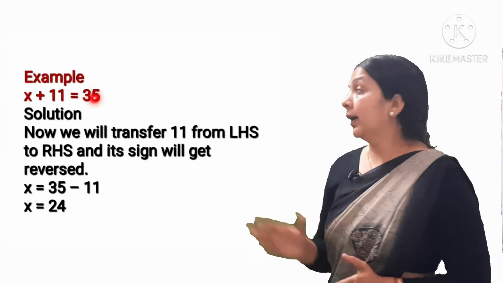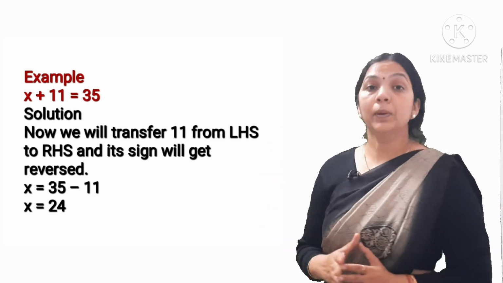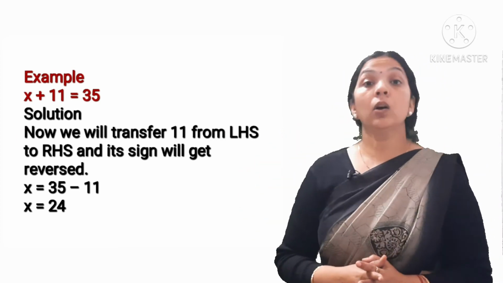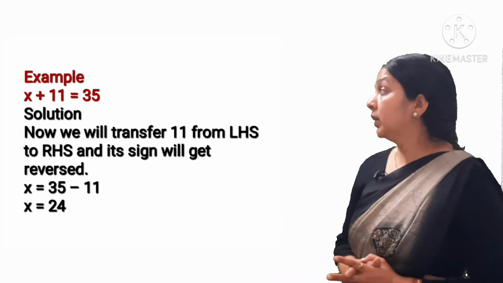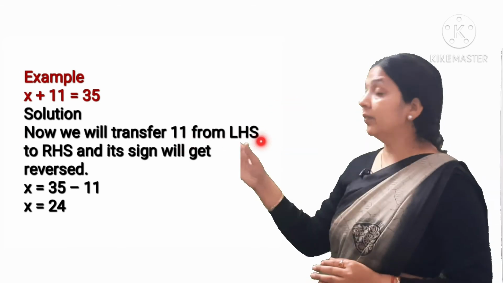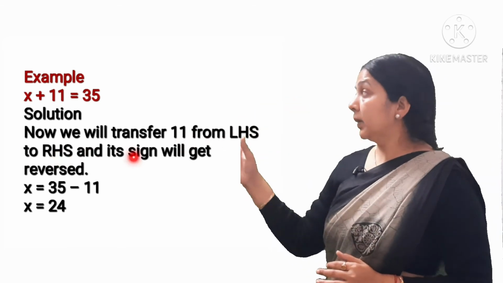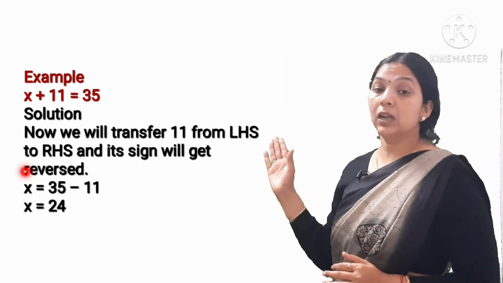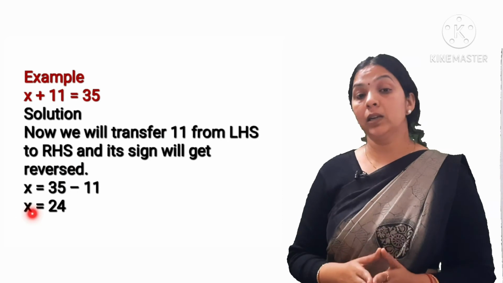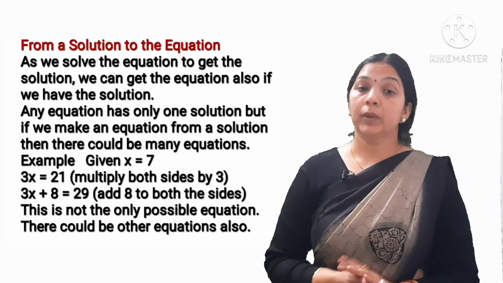For example, x plus 11 is equal to 35. Now, we had done this example previously by subtracting 11 from both hand sides. Now, how are we going to do it with the help of transporting method? In this, we will shift 11 from LHS to RHS. So, plus 11 will become minus 11 when it comes towards the RHS. So x will be 35 minus 11, that means 24. So this is the transporting method.